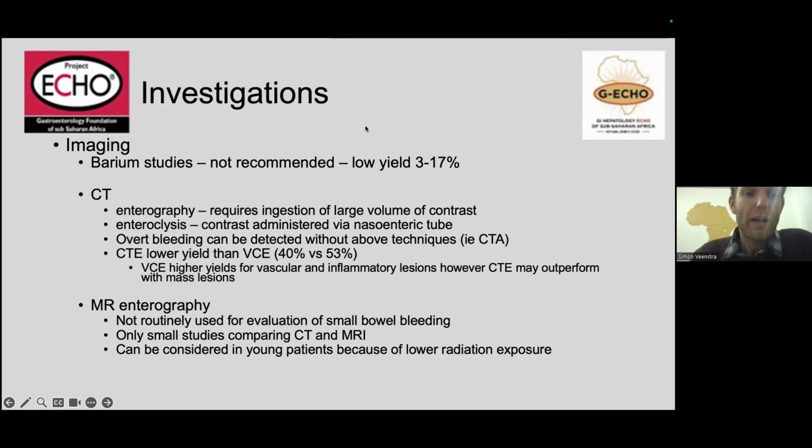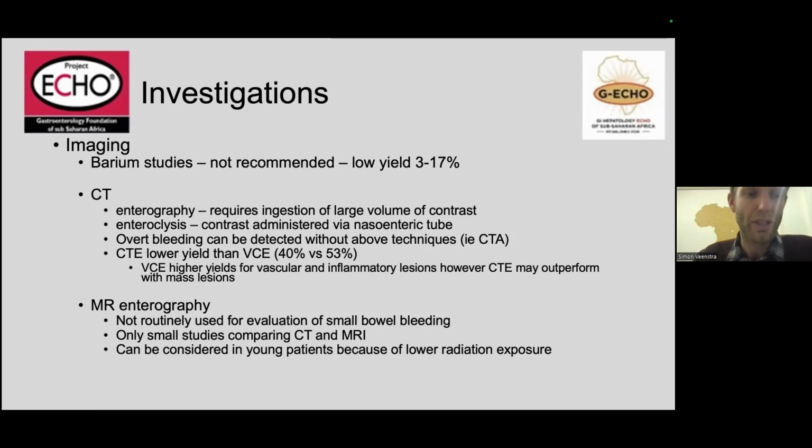Other imaging available to us includes barium studies, which were, I think, widely used in the past. And you can appreciate that they were relatively good at picking up mass lesions and even deep ulcerative lesions, but that they would miss flat lesions, and overall the yield is actually very poor, and so they're not recommended at all.